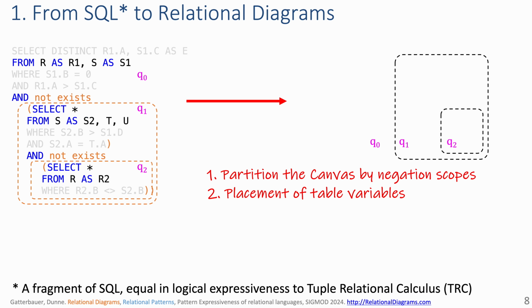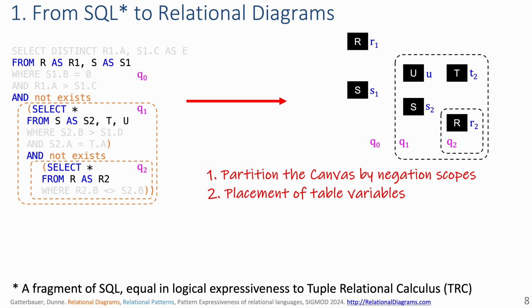Second step, we look at the tables that are quantified in various scopes, and we place their names into the appropriate partitions of the canvas. Notice that in SQL and tuple relational calculus, we have to use table variables and aliases, like S1 and S2, to be able to disambiguate which occurrence we mean in a particular predicate. But we do not need this in a diagrammatic representation, because we'll just place attributes adjacent to their respective tables.